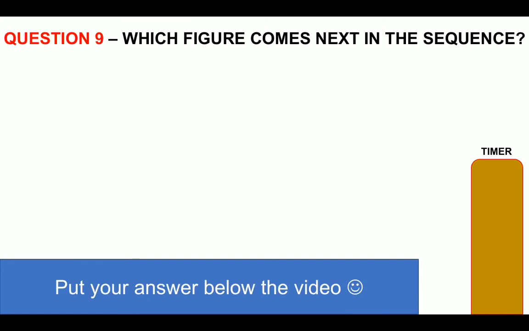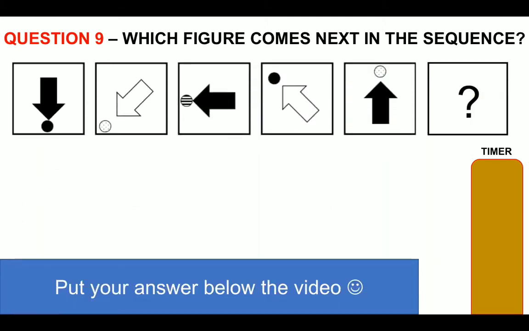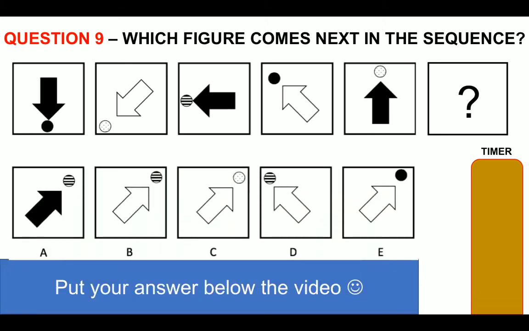Question number 9. Which figure comes next in the sequence at the end? Again, rotating of shapes, changes of patterns, etc. You've got A, B, C, D or E. And you've got 15 seconds to answer this. Thank you, guys.